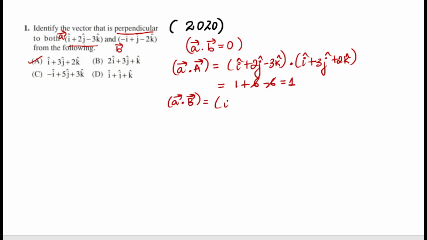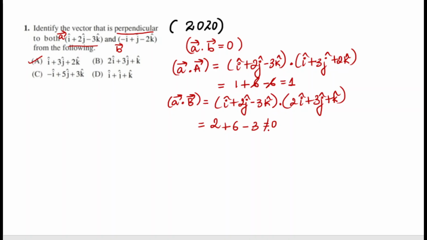Let us proceed to the second option, that is a vector dot b vector, that is i cap plus 2 times j cap minus 3 times k cap, dot product with 2 times i cap plus 3 times j cap plus k cap. Now it will be 2 plus 3 2s are 6 minus 3 1s are 3. No, this is also not equal to 0.